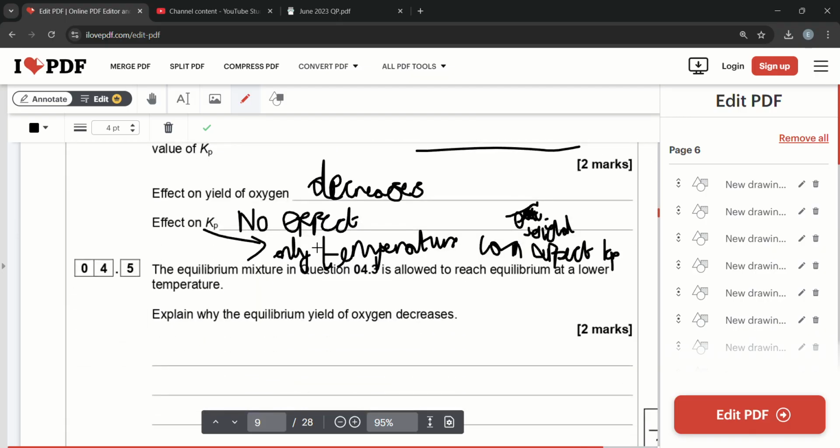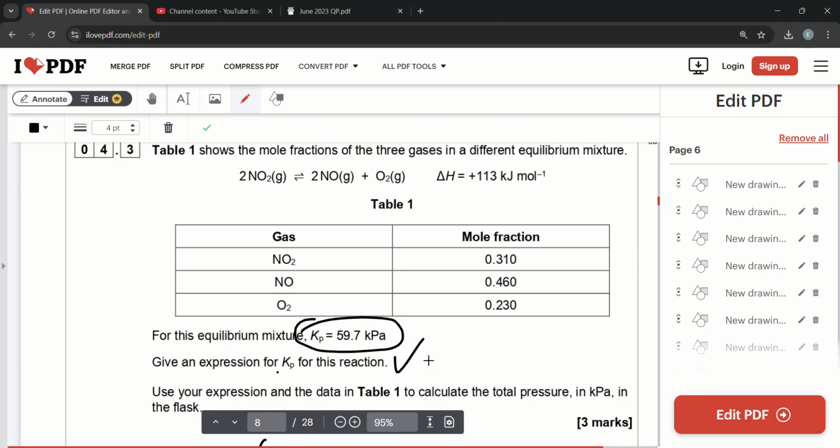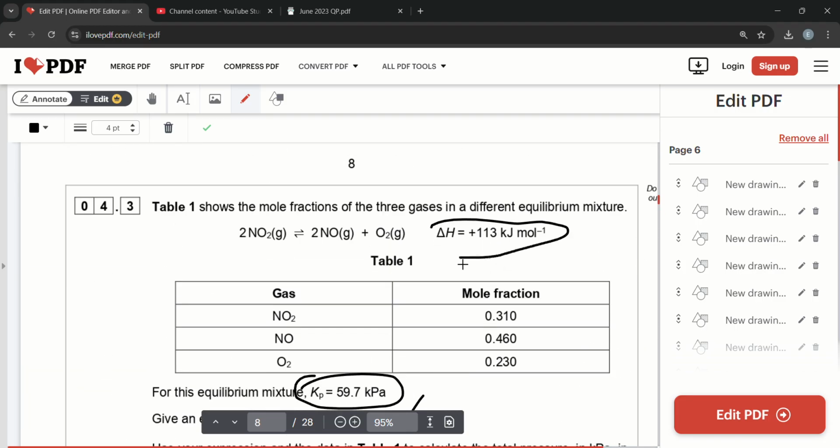The equilibrium mixture in question 4.3 is allowed to reach equilibrium at a lower temperature. Explain why the equilibrium yield of oxygen decreases. So at a lower temperature, well, we know delta H is positive, 113. So that tells me the forward reaction is endothermic. Therefore, the reverse reaction is exothermic.